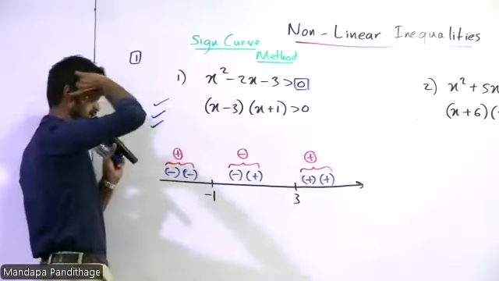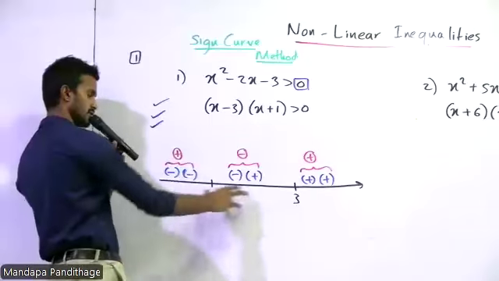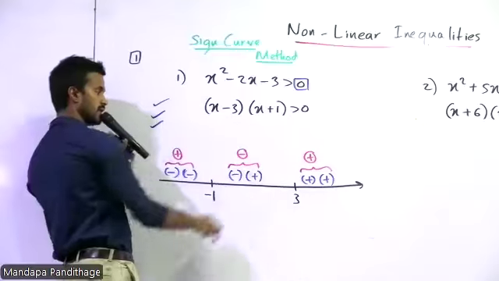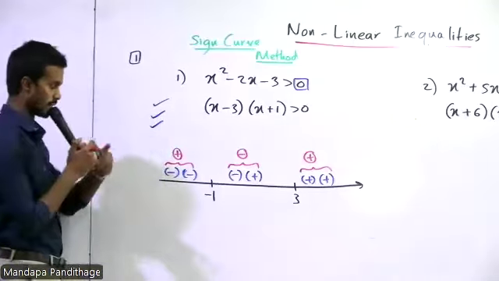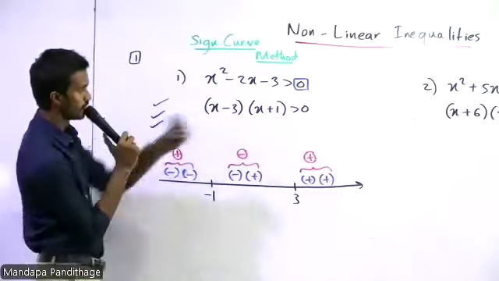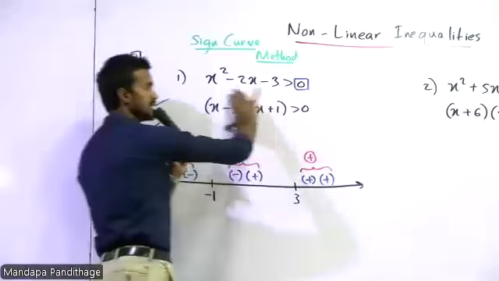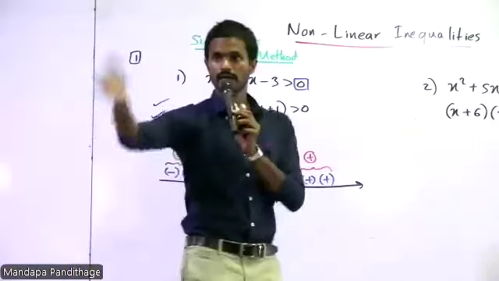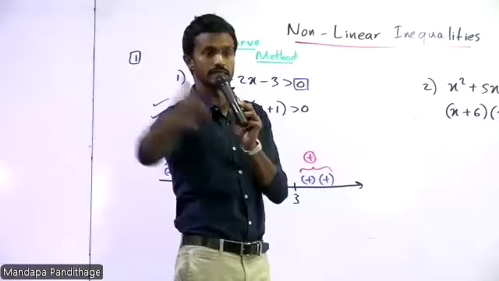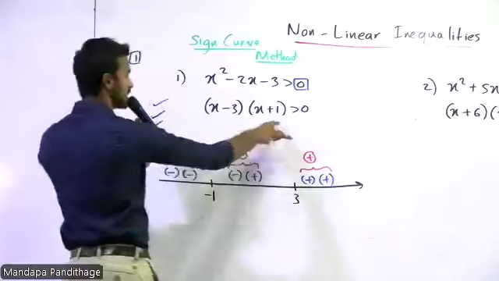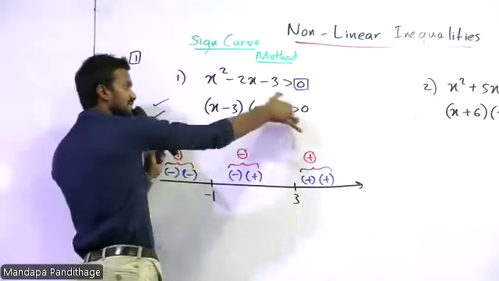So here it is clear. I have taken these regions and considered the sign of this expression in each region. And look at the question. The inequality is asking what is the range of x such that this expression is greater than 0. So greater than 0 means positive. Less than 0 means negative. They are asking for the range where the expression is positive.